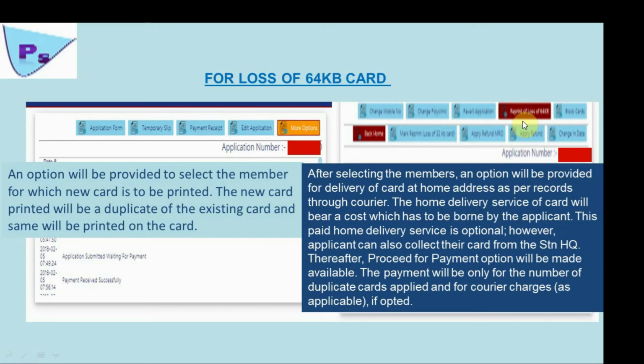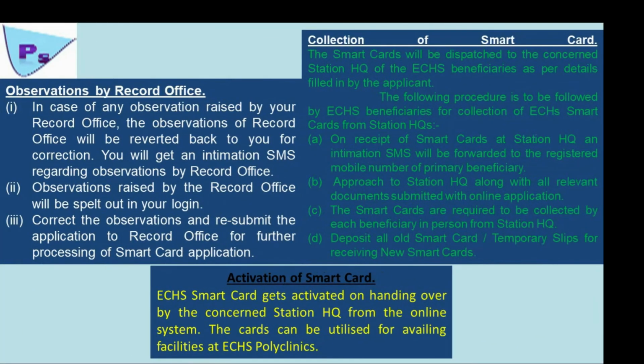Now I will tell how to collect and how to activate, and what we have to do if an observation comes. We have submitted our application form. The record office will check our record. If there is any shortcoming, they will intimate us online only. In that case, we have to clear that observation and resubmit it. Nothing needs to be sent again, no physical copy like that.